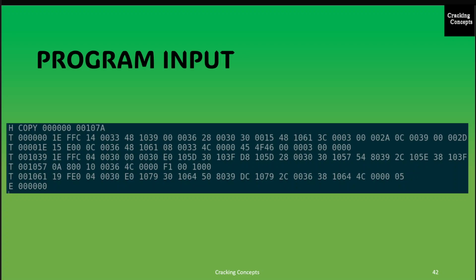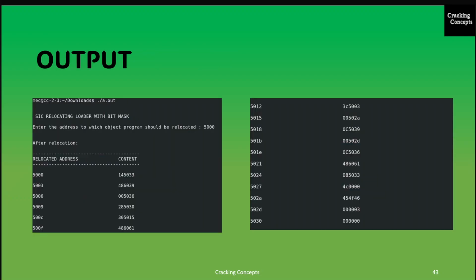This is the program input which we discussed before, followed by the program output. So it is an SIC relocating loader with a bit mask. Now the address to which the relocation should happen is asked of the programmer. Here it is 5000, and we'll see the relocated address to where the relocation happens and also the content. As discussed before, this record needed a relocation, so it was 140033. Since relocation is needed, it became 145033.